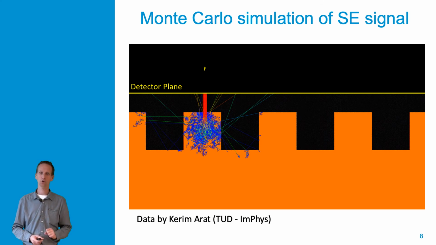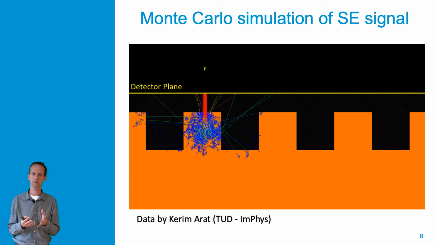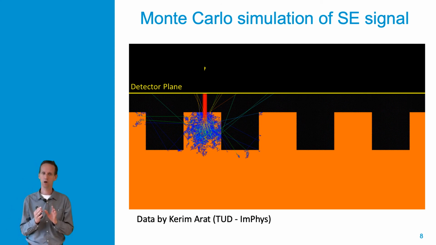I will now show you a small simulation which illustrates the effect of topography on the generation of secondary electron contrast. So in the image here you see in orange the simulated surface. We collect in this simulation all electrons exiting from the sample hitting a detector plane. This is an artificial detector plane which is indicated in yellow. Then in red we have our electron beam with a finite diameter hitting our sample and then undergoing scattering events.